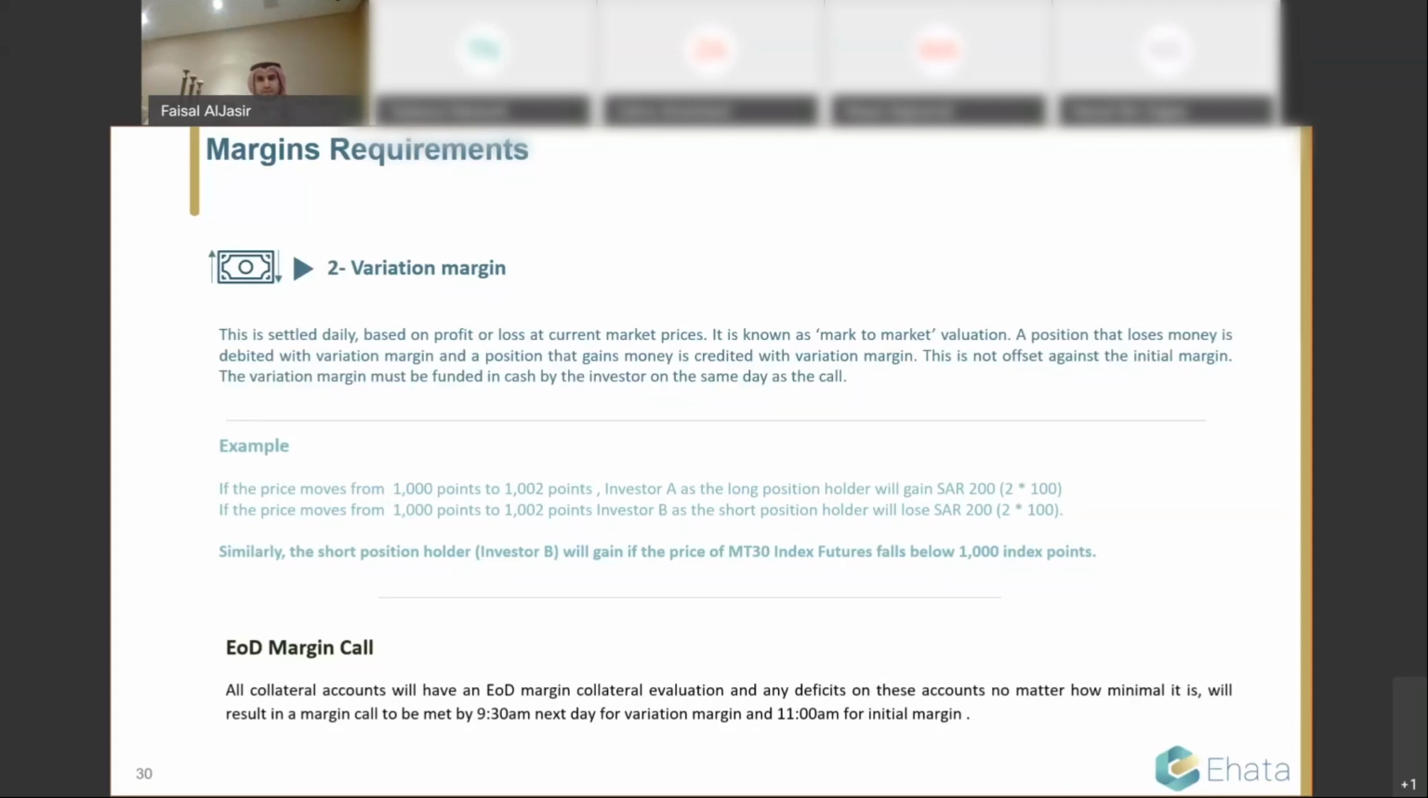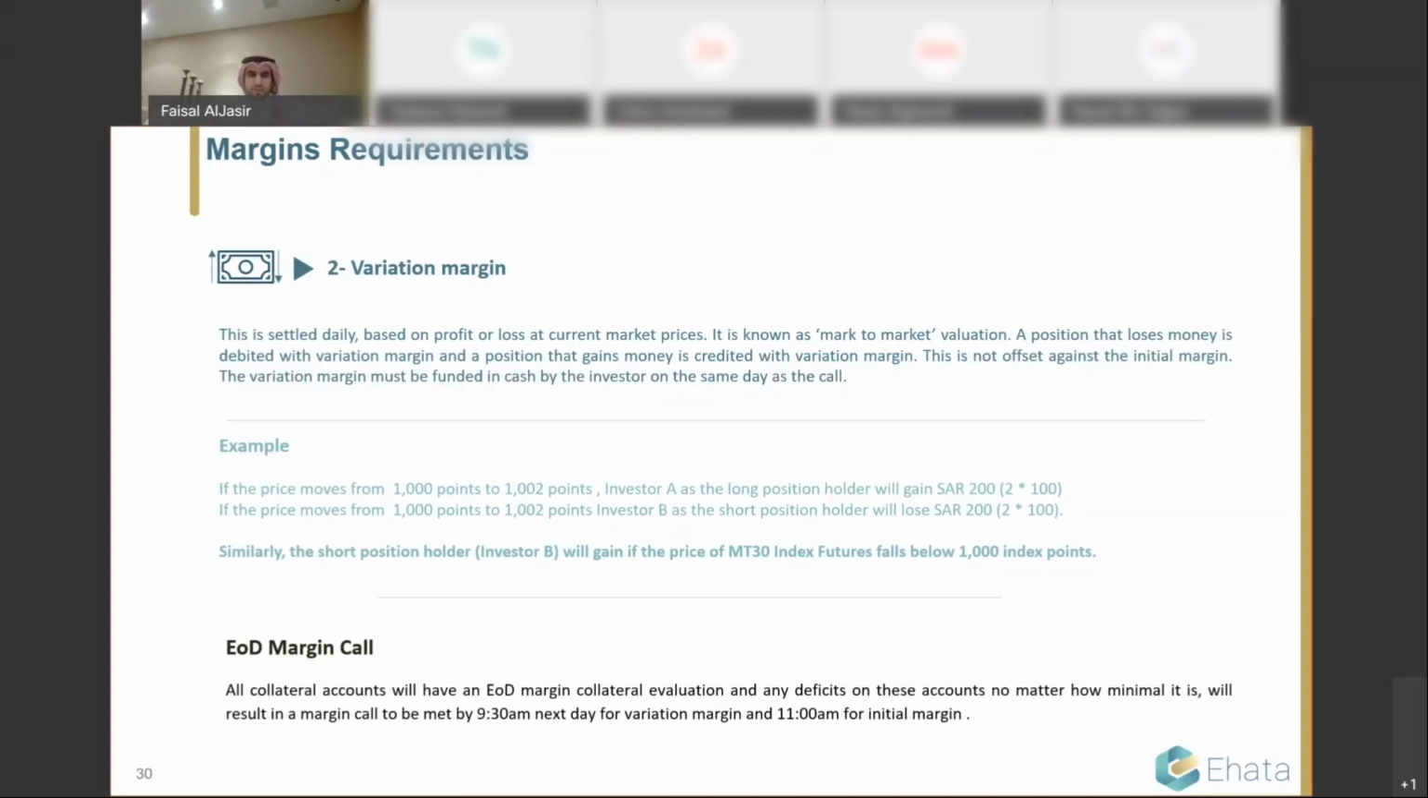Look how the variation margin works in the case of a market going up, for an investor that is long or an investor that is short. Then the end of day margin call. All collateral accounts have an end of day margin collateral evaluation, and any deficit on this account, no matter how minimal, will result in a margin call.